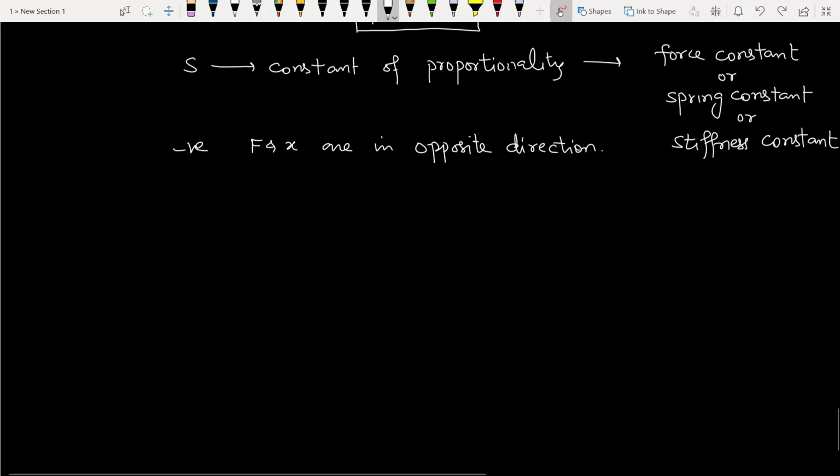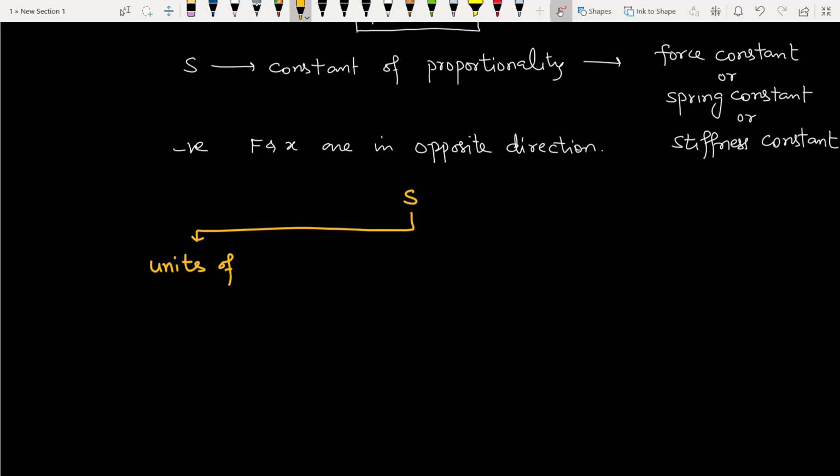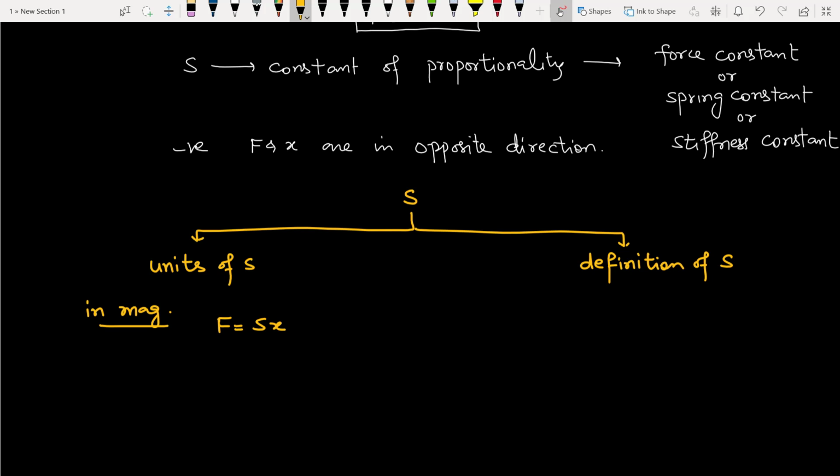So now we have a new constant of proportionality capital S. For this we will try to find two things: first, units of S; second, definition of S. So for units of S, in magnitude we can write the formula as F is equal to Sx, because the negative sign is due to the direction only. So S is F by X. So the unit of S will be unit of F, Newton, over unit of X, meter. So it will be Newton meter minus 1.